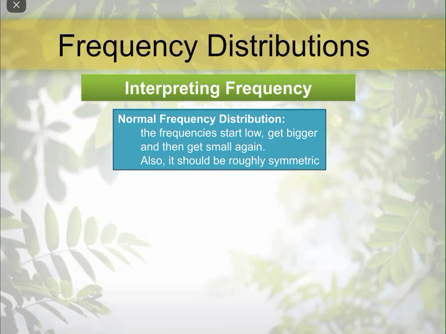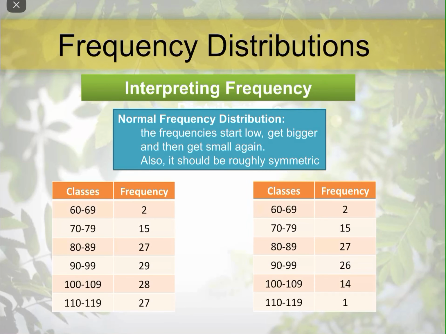Normal frequency distribution. The frequencies in a normal frequency distribution do the following. They start small, they grow bigger, and then they get small again, and they do it in roughly a symmetric pattern. So if you look at these two frequency distributions here, the one on the left and the one on the right, I want you to notice they both kind of start small, get bigger, and then get small again.